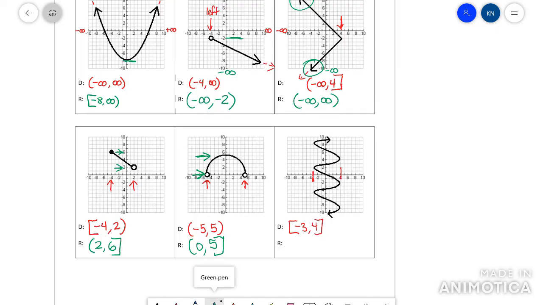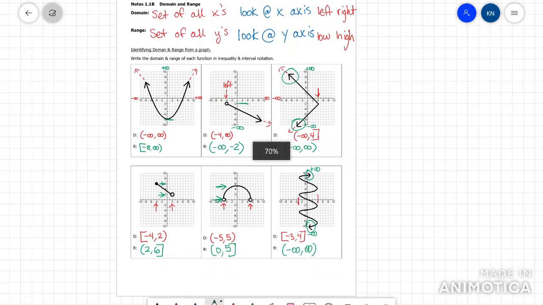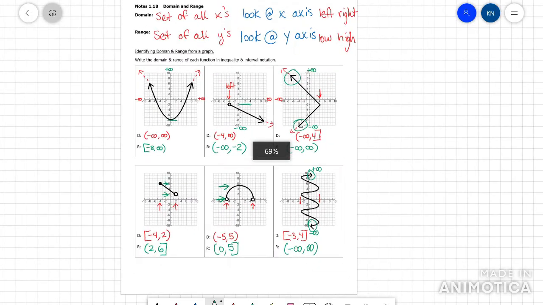Now the range of this, it has arrows on the bottom and on the top, so it's going to go down forever to -infinity and up forever to +infinity. So the range of this is all real numbers. So parentheses -infinity, +infinity. And that is 1.1b, domain and range.